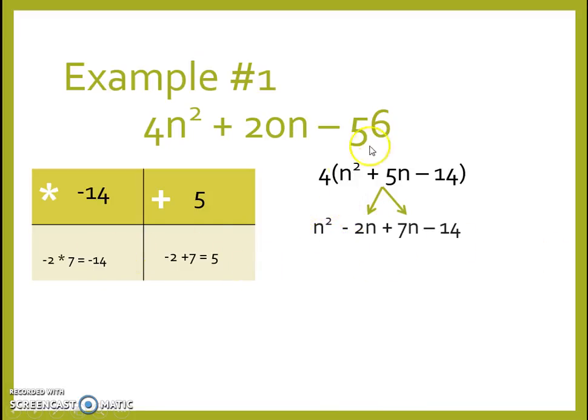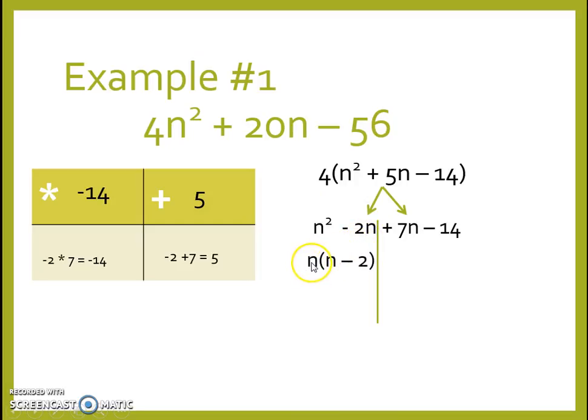So it now becomes n squared, we just brought it down from the top, negative 2n, that came from our table, plus 7n, also coming from our table, minus 14, which came from the original problem. We just brought it down. Now we divide it in half, and we find the greatest common factor between the terms on the left and the terms on the right. So the greatest common factor between n squared and negative 2n is just n.